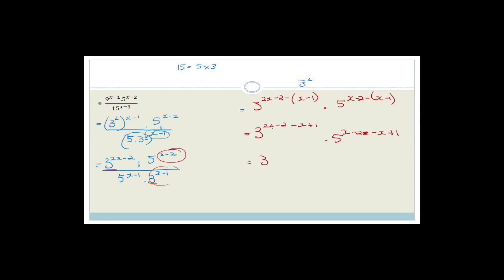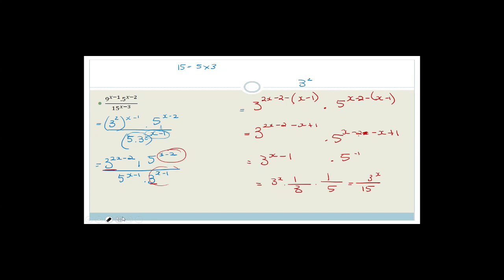So what do we get? We get 3, so 2x minus x is just x. Minus 2 plus 1 is minus 1. Times by 5, so the x minus x goes away. Minus 2 plus 1 is minus 1. So then let's see what we get. We've got 3 to the x, 1 over 3, times 1 over 5, which is 1 over 15. And then there's a 3 to the x, times by 3 to the x. But of course, we don't have to write the 1, so you can erase it. And there you go, there's your answer.